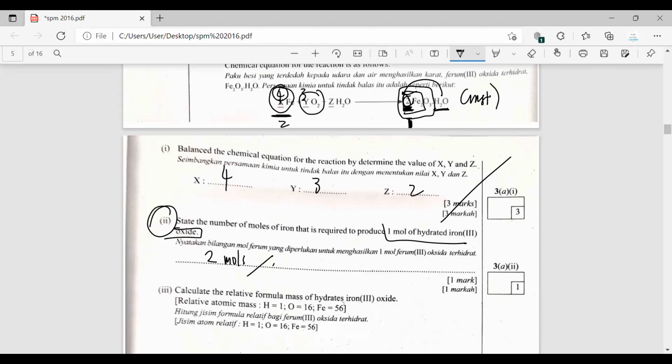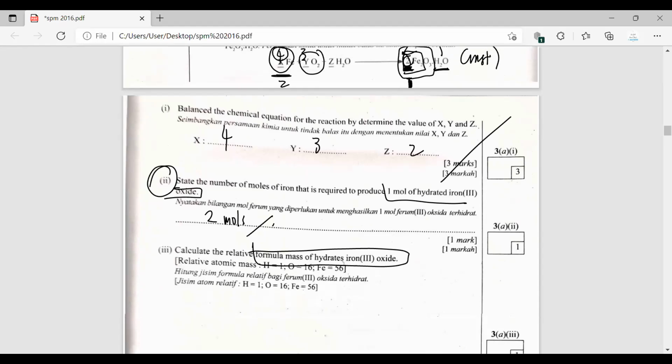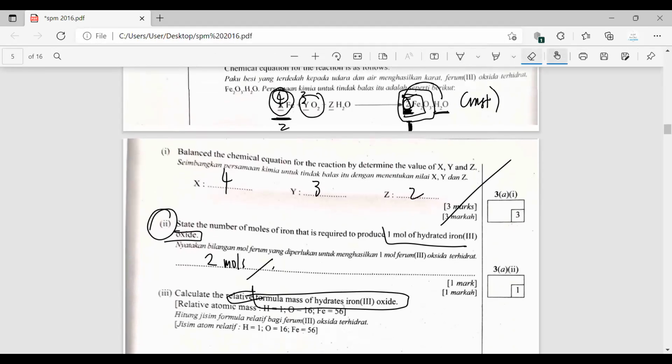Okay? Now the last one. What is the formula mass of hydrated iron 3 oxide? Okay, the relative formula mass of iron 3 oxide. Okay, all of you try to calculate now. Okay, we're going to count the marks later. Okay, relative formula mass of iron 3 oxide. So this is your iron 3 oxide. Let me erase the answer for you. Okay, this is your iron 3 oxide.